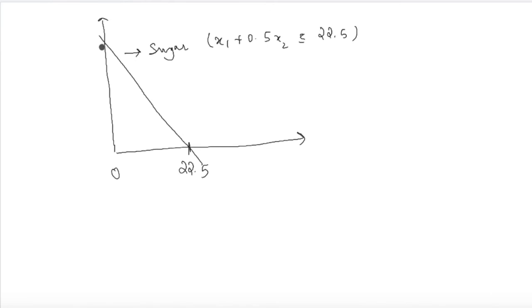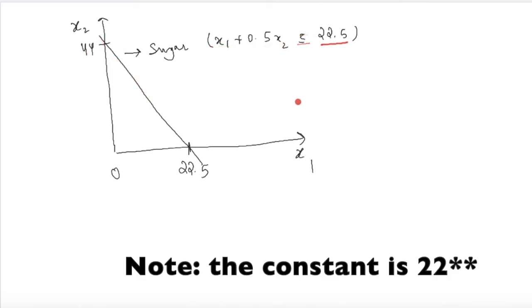When you plot this, you will find the x coordinate and the y coordinate. I'm taking x2 on the y axis and x1 on the x axis. So I'll have 44 here. And since this equation, this line satisfies the equality, points lying on this line will satisfy x1 plus 0.5 x2 is equal to 22.5.